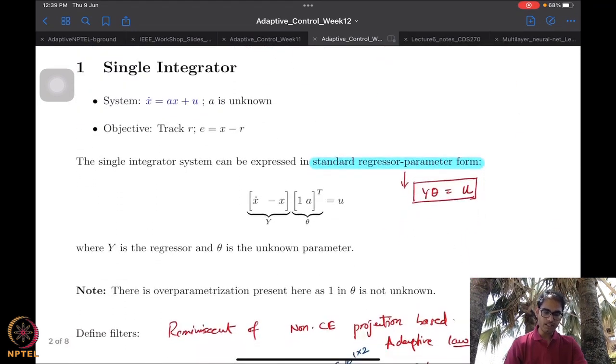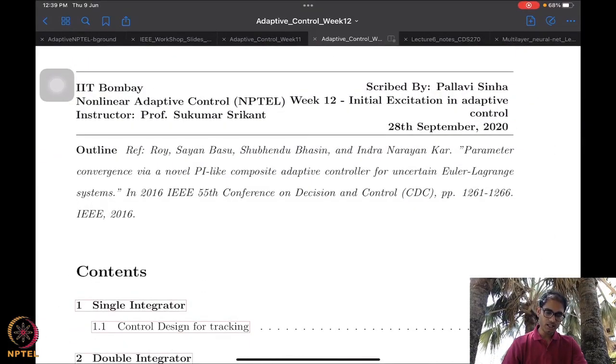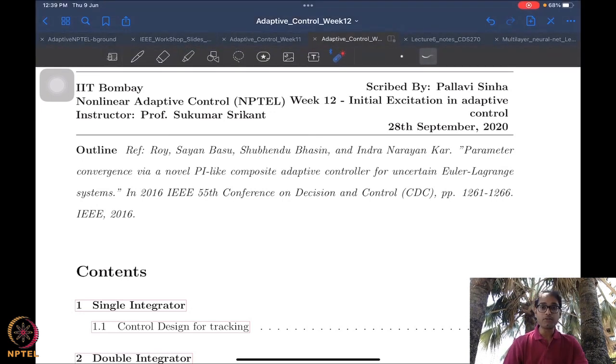In order to understand that, of course, the reference was this work by Shayan Roy, Shubhendu Basin, and Indrakar. They, of course, have a lot of subsequent work in this direction also, which I would strongly urge all of you to look at. Very interesting stuff.